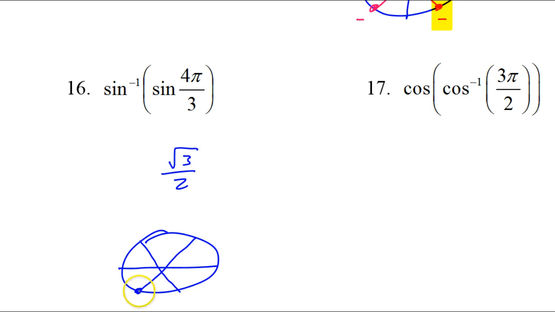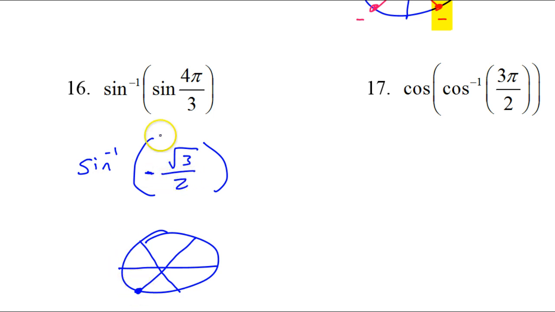Sine is a y value. Y values are negative down here. So this would actually be negative radical 3 over 2. Alright, not positive radical 3 over 2. So I have just evaluated the inside part. Now I've got to do the inverse sine of negative radical 3 over 2.